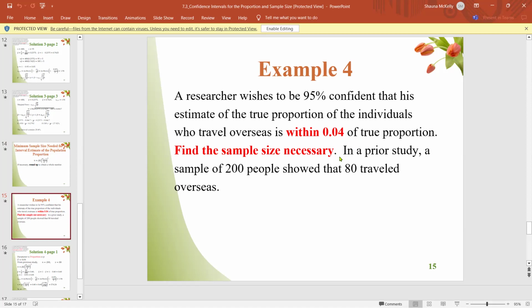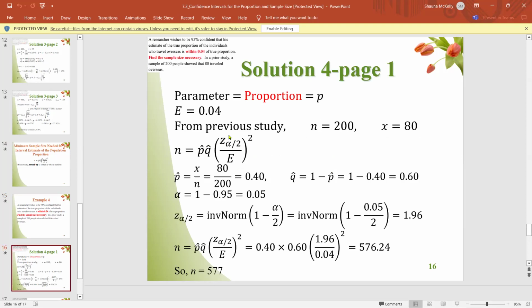And we need a little piece of information. We need something to base our supposition on. We'll see what happens when we don't have that in a minute. But in a prior study, a sample of 200 people showed that 80 traveled overseas. Now, this is a little bit different because your parameter is a proportion, your error is 4%. We know that. From a previous study, we know n is 200 and x is 80. And here's my formula.